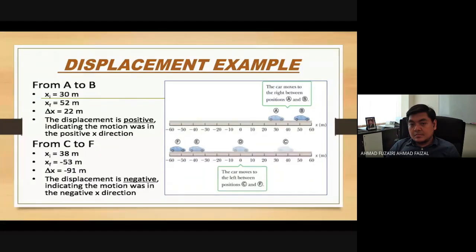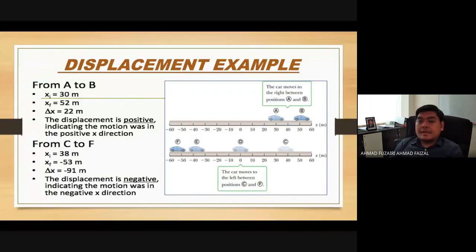Meanwhile, the second situation is from point C to F. For example, if the car moved to the left from position C at 38 meter and stopped at position F at negative 53 meter, the new displacement delta x of the car now is negative 91 meter. We say that this displacement is negative and indicates the motion of the car was in the negative x direction too.